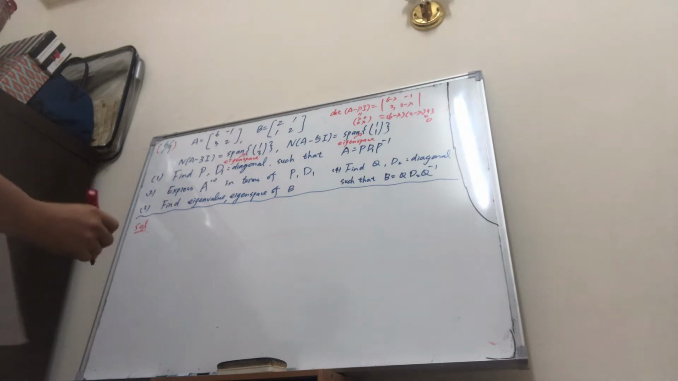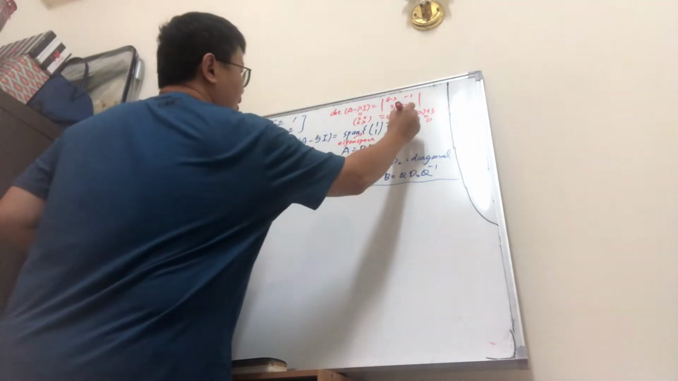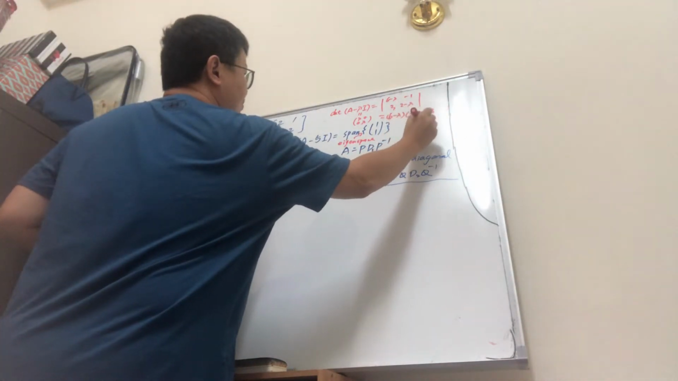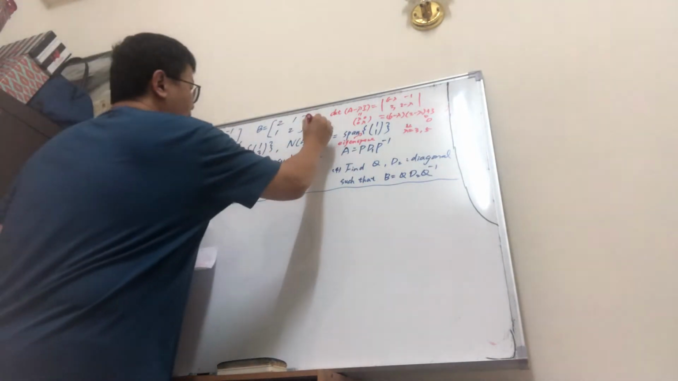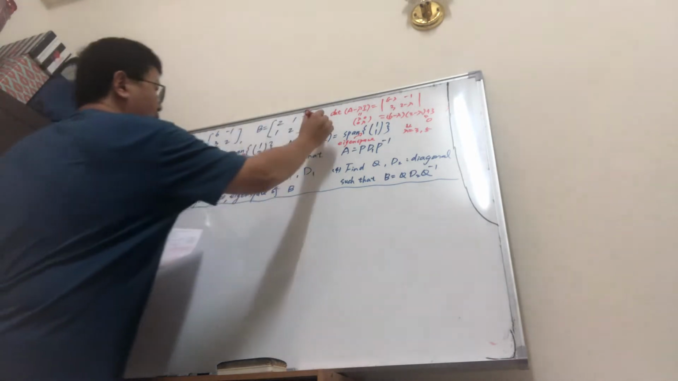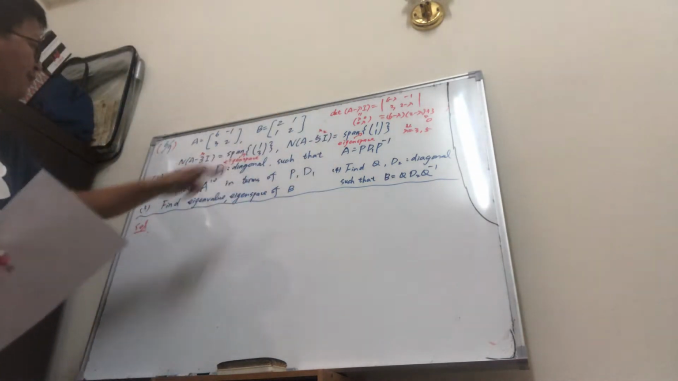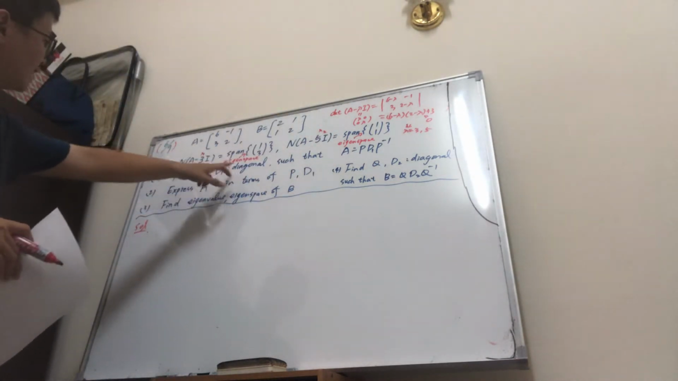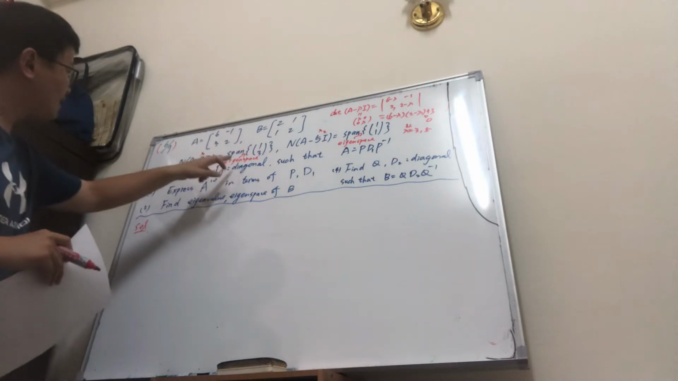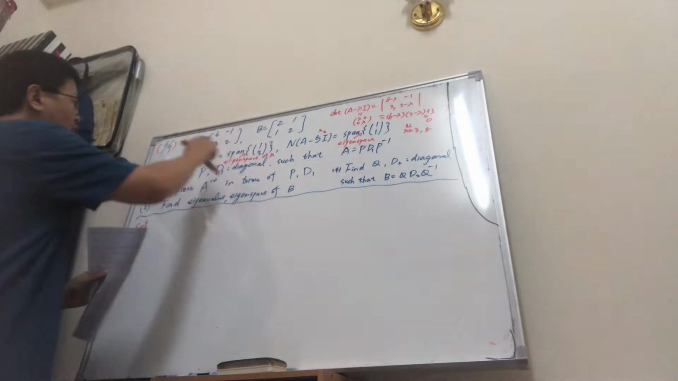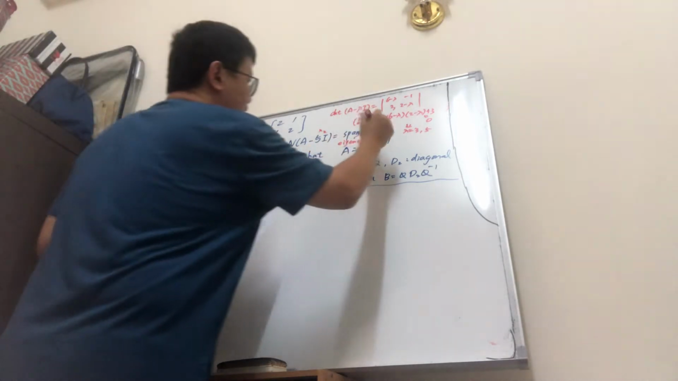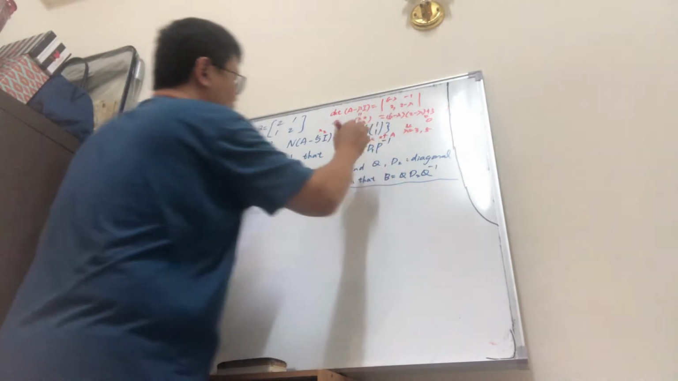You could get the eigenvalue lambda equals 3 and 5. So we have two eigenvalues, 3 and 5. And for each eigenvalue, lambda 1, lambda 2, we have the eigenspace. This one is the eigenspace of A corresponding to eigenvalue 3, and this one is the eigenspace of A corresponding to eigenvalue 5.